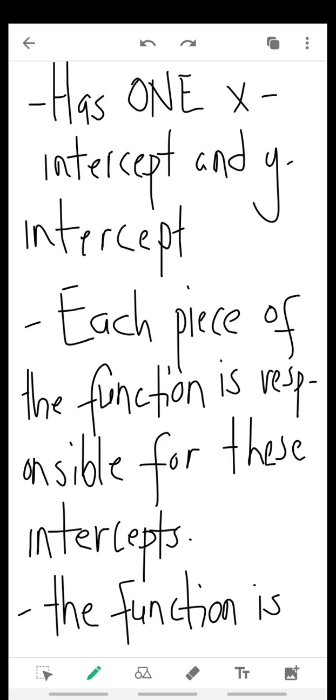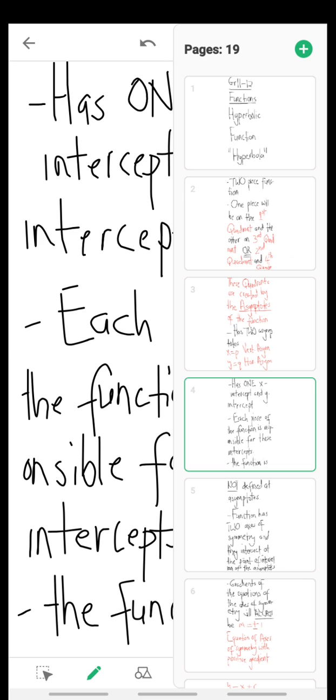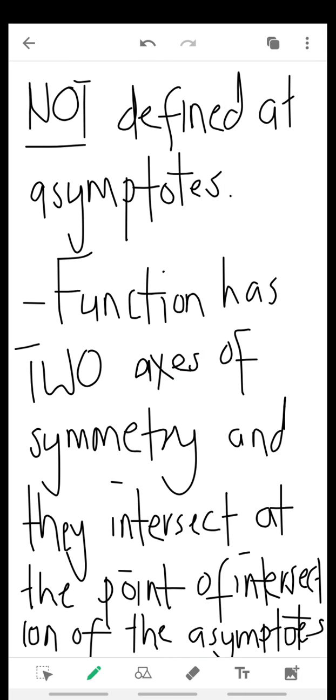Also, the hyperbolic function is not defined at the asymptotes. Remember, we are saying an asymptote is an imaginary line. So in that case, it means at these imaginary lines, the function will not be defined. The function is undefined at those particular points.